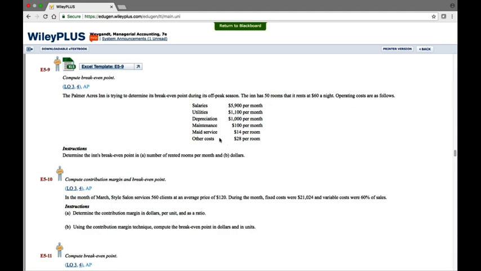The variable costs are maid service, $14 per room, and other costs of $28 per room. Chances are these other costs are things like supplies that are used, the linens that are to be cleaned, etc. So these two variable costs will vary with the number of rooms that are occupied. The higher the occupancy, the higher these costs are going to be. And the fixed cost, it is what it is. So we have to calculate the break-even point in number of rooms rented per month and in dollars.